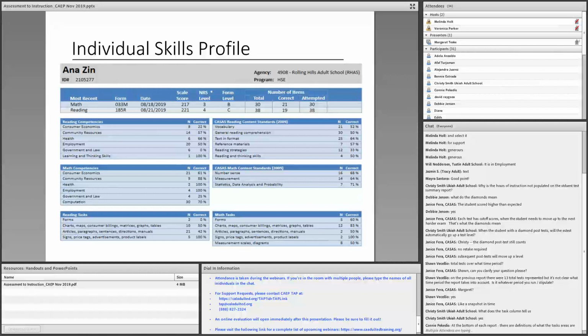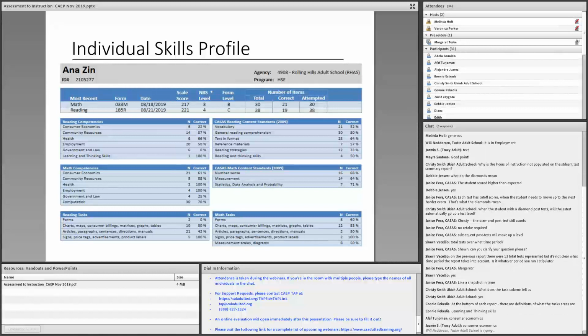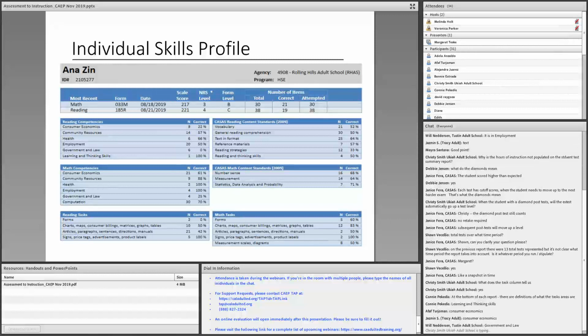Under reading competencies, what could she work on? Learning and thinking skills, very good. Consumer economics, good. And under math, looks like she's doing pretty well on anything related to health or employment, but maybe could work a little bit more on government and law. Thank you, Will. You guys, great. Thanks for your participation on that. I can see that you can read these reports. That's great.